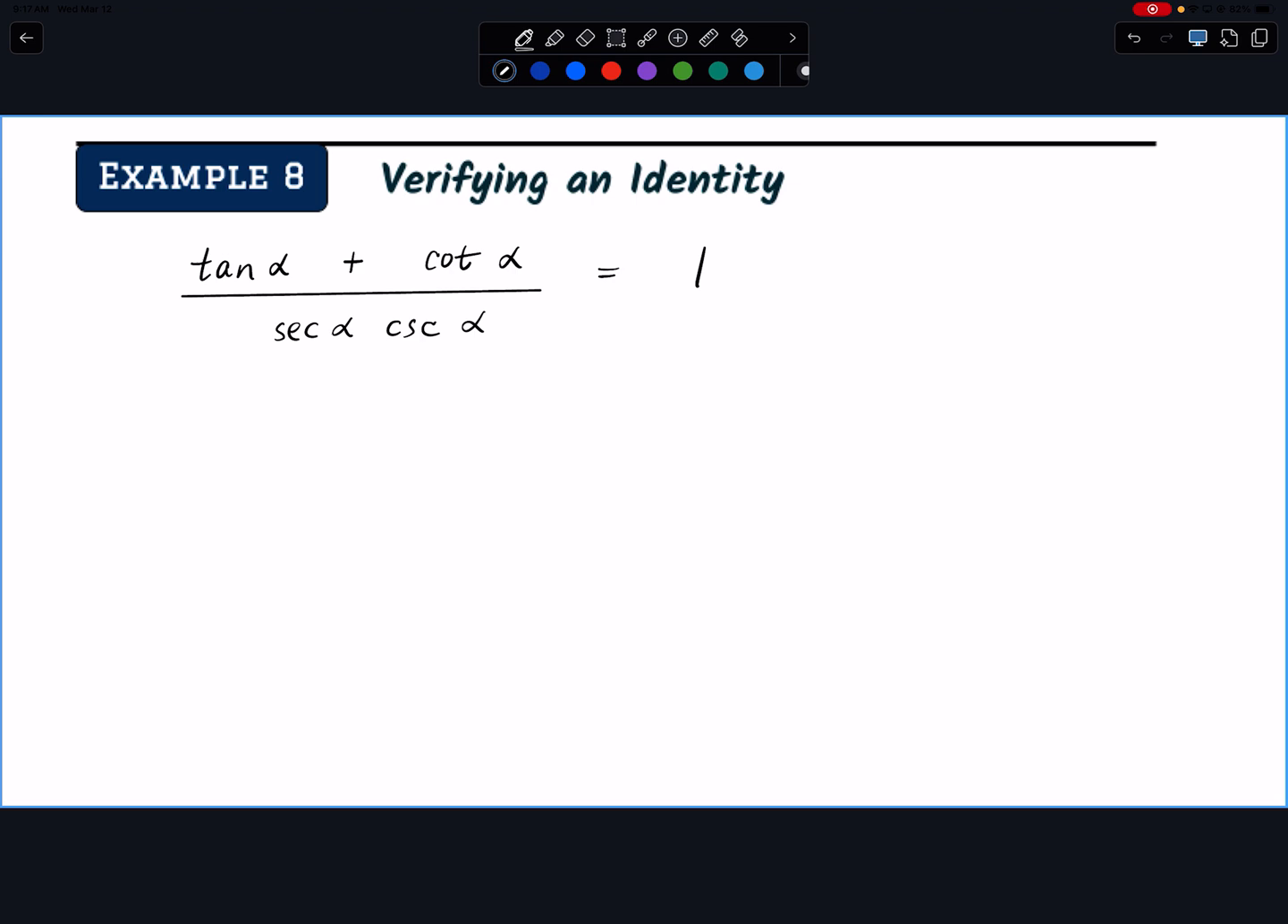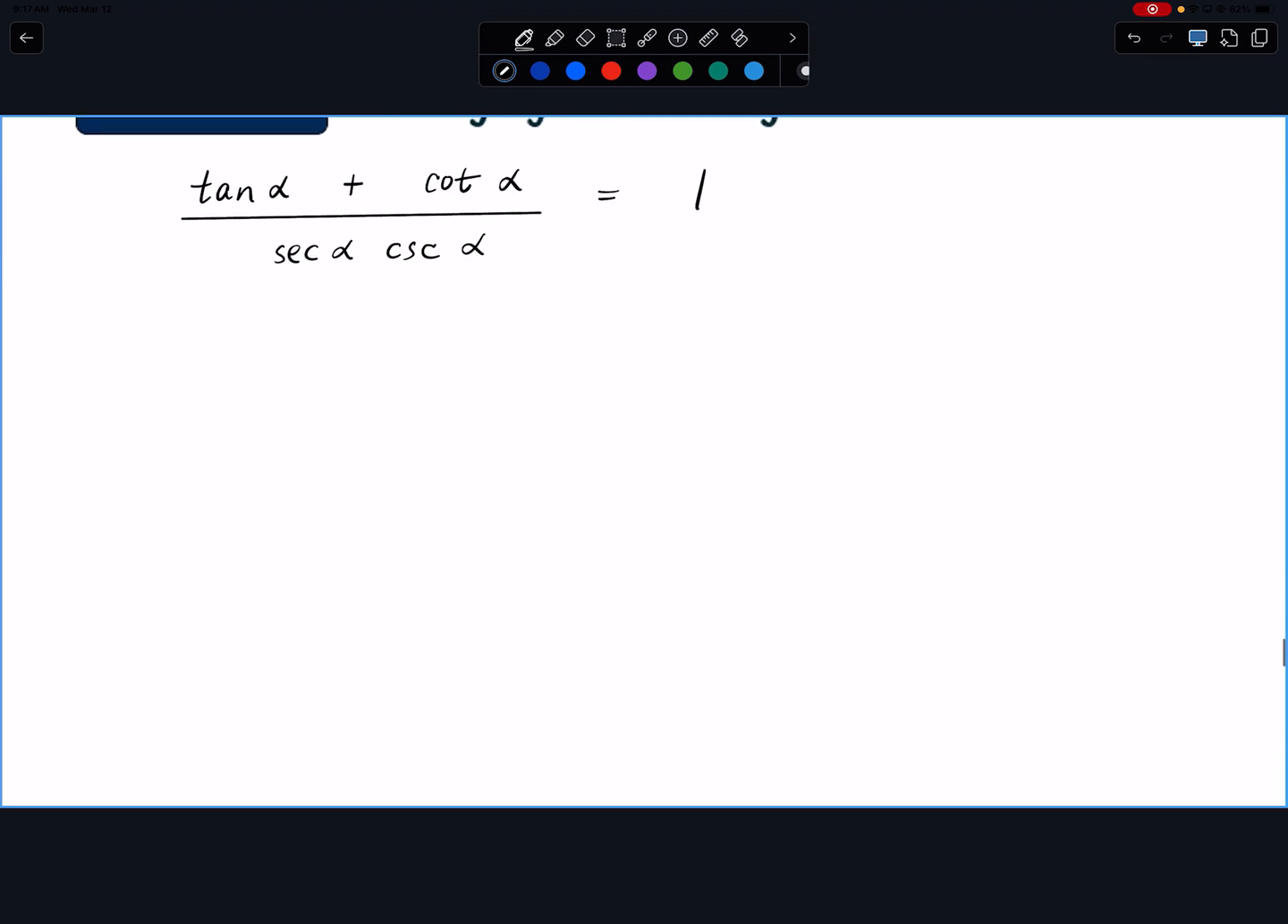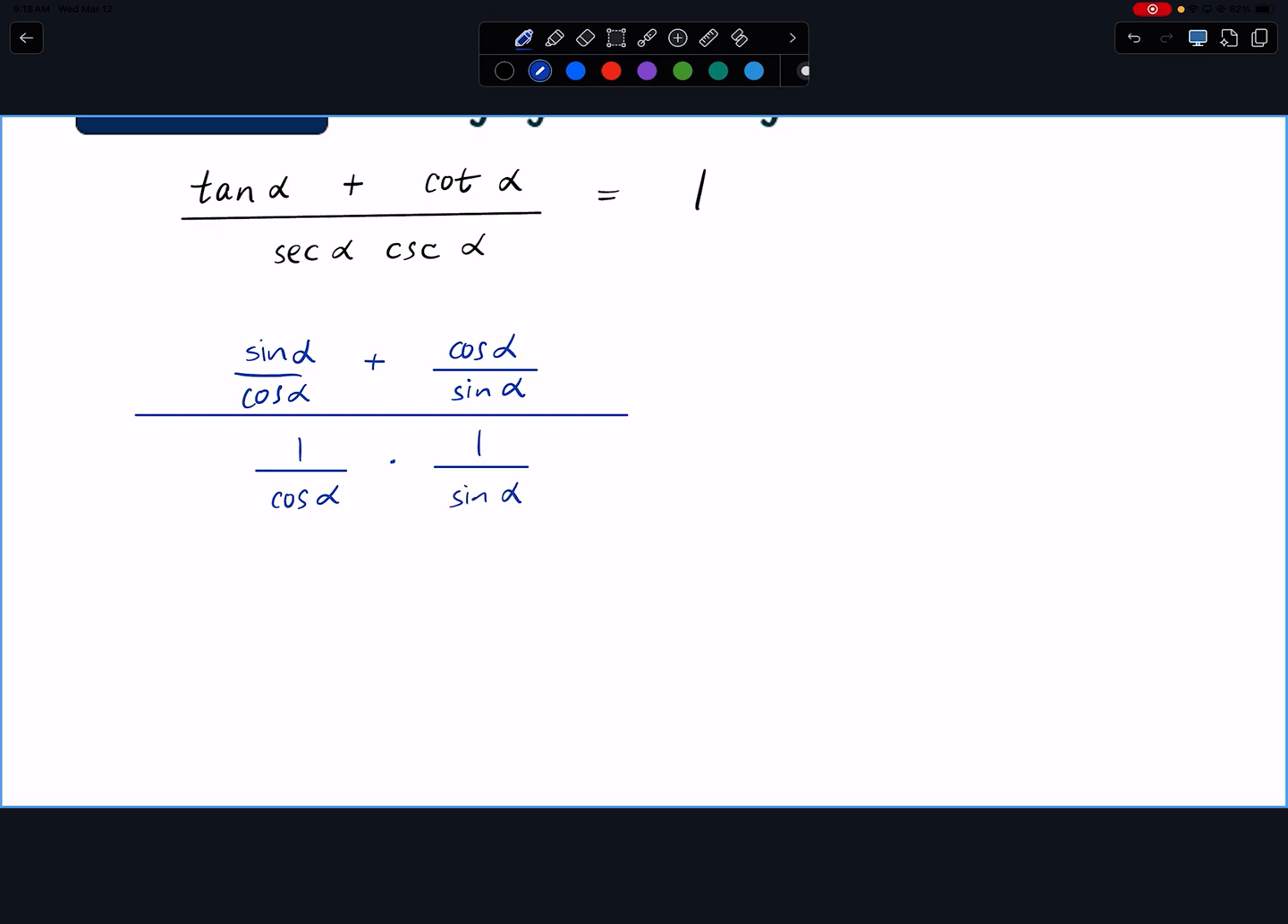Okay, so what's this the same as? Sine alpha over cosine alpha, and this would be cosine over sine, okay? So the numerator is going to become sine alpha over cosine alpha plus cosine alpha over sine alpha. The denominator is going to become 1 over cosine alpha times 1 over sine alpha.